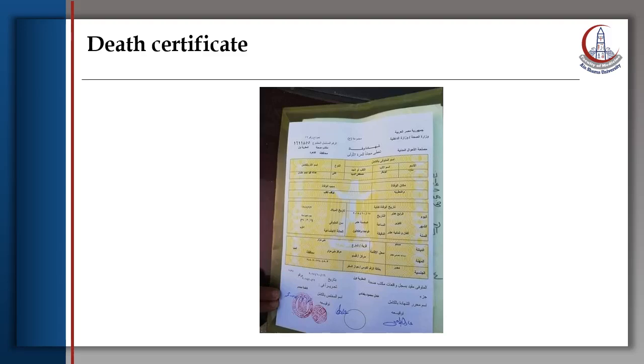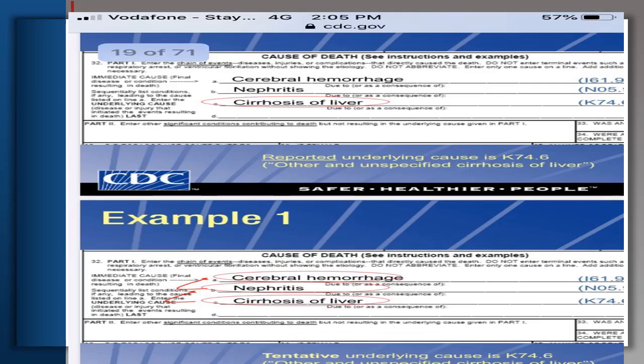For example, here in this slide, a patient had liver cirrhosis, but this patient had died because of cerebral hemorrhage. So, what are the causes of death of this patient?